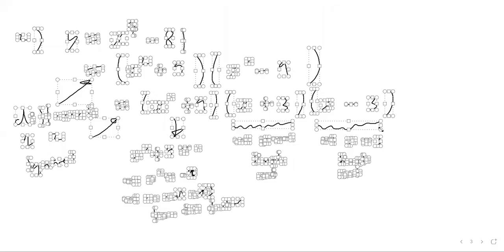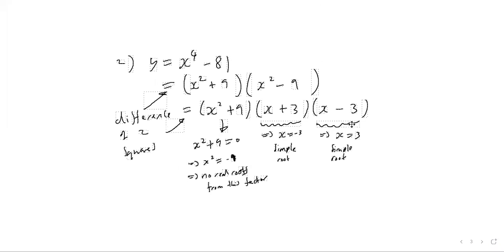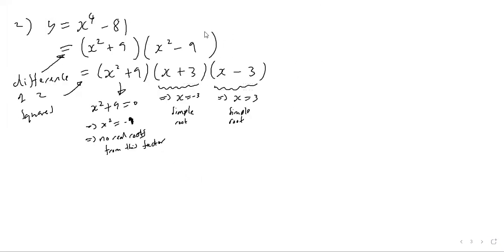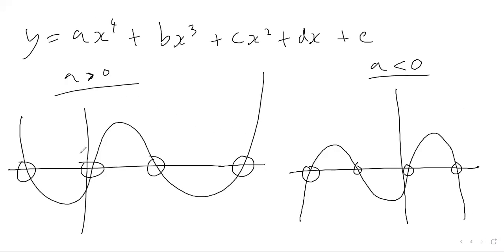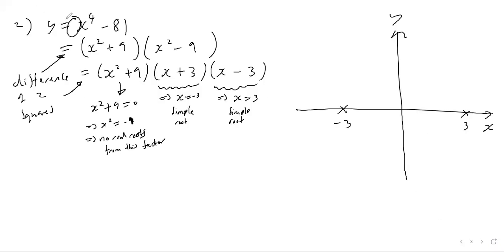It's going to be a symmetrical graph. Similar to how x squared plus or minus a constant functions are symmetrical, these quartic functions with just an x to the power 4 plus or minus a constant will be symmetrical. So the graph is going to look something like this, symmetrical about the y-axis. So the y-axis there, x-axis there. We've got a simple root at -3, I'll just put that there, and another one at 3. The graph is going to have a positive quartic shape because the a value is bigger than 0.